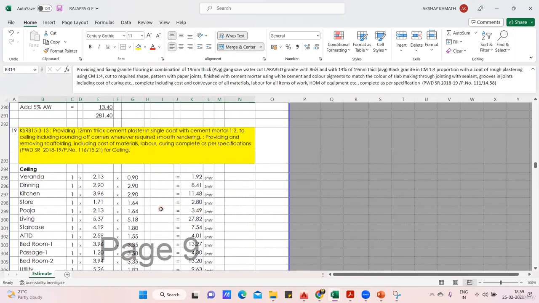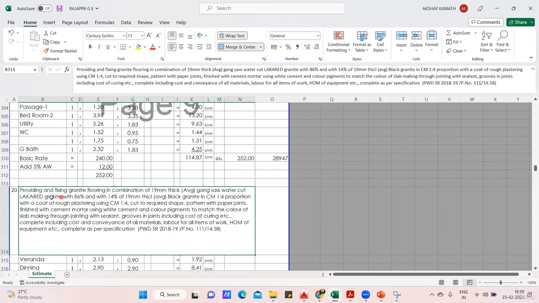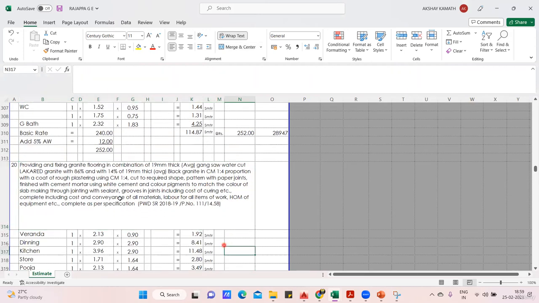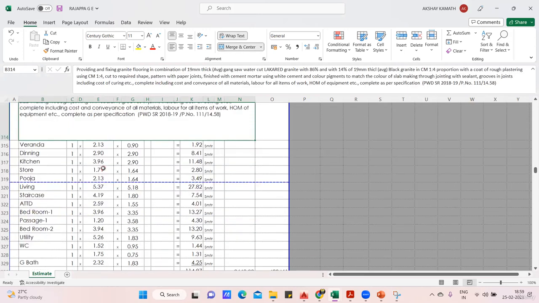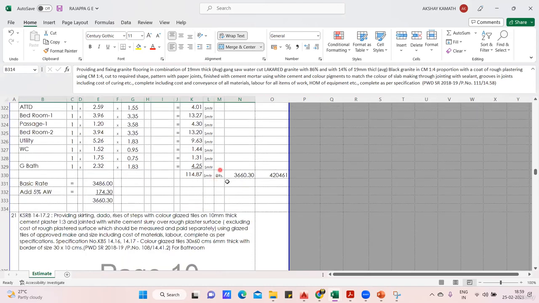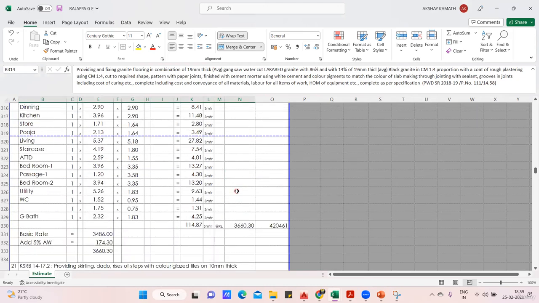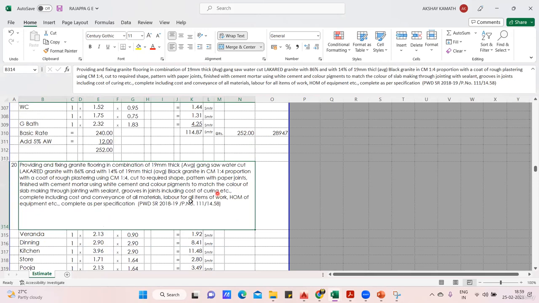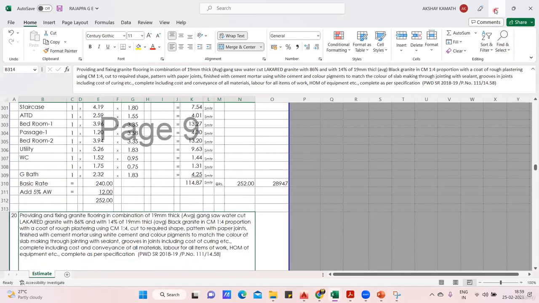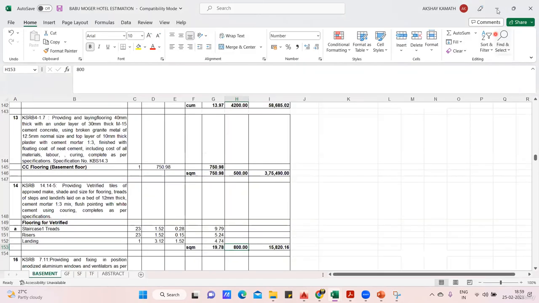Okay, these people have gone with granite flooring. See here, these people are not using any tiles in their building. They have gone with granite flooring. For that, the rate given by the contractor is 3,660. That is for granite. Right now, we are concerned with the tiles. So again, it depends. Here I've taken tiles in my structure.